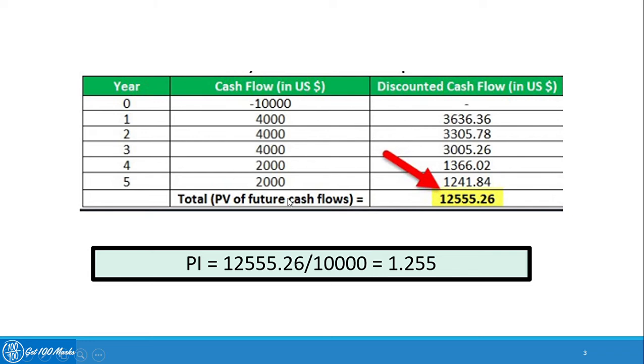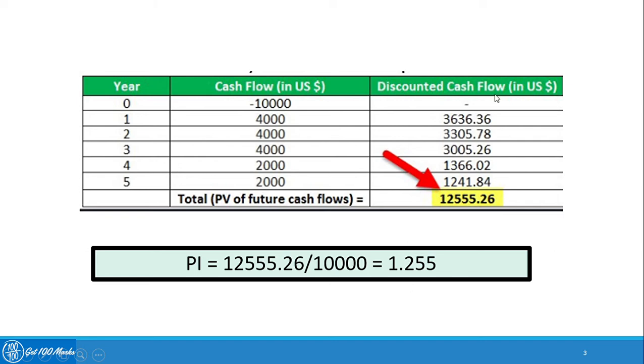Let's go through this example, which is again very simple, self-explanatory. Year zero, you have made an investment of $10,000, and these are the cash flows from year one to year five. The present value of these cash flows are calculated here. I'm sorry, there is no mention of the discount rate here, but whatever the discount rate, let's say there is some discount rate of say 10%. So the present value of the future cash flows is calculated here. All this present value adds to this amount, which is $12,555 approximately. So $12,555 divided by 10,000, which is initial investment, gives you 1.255.